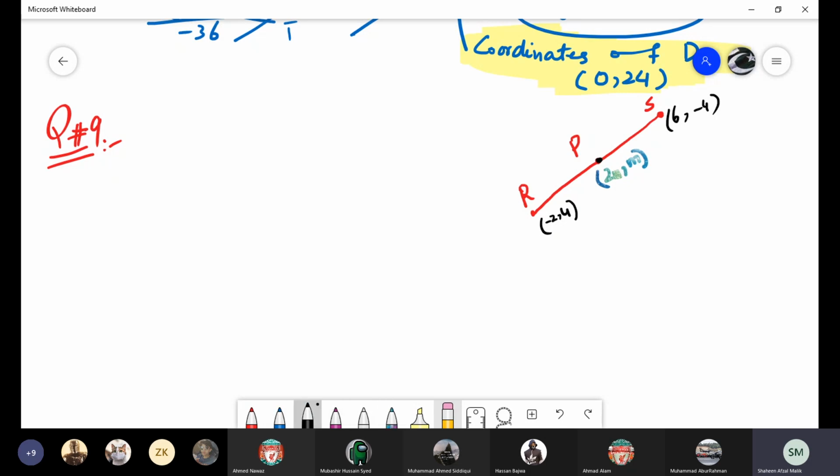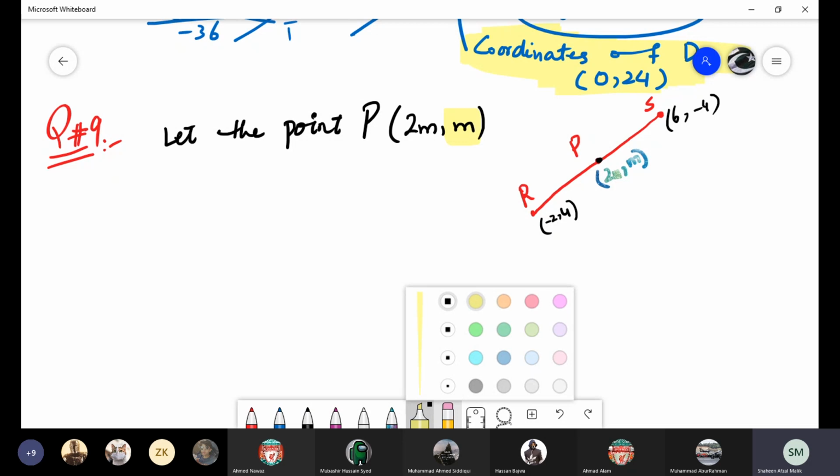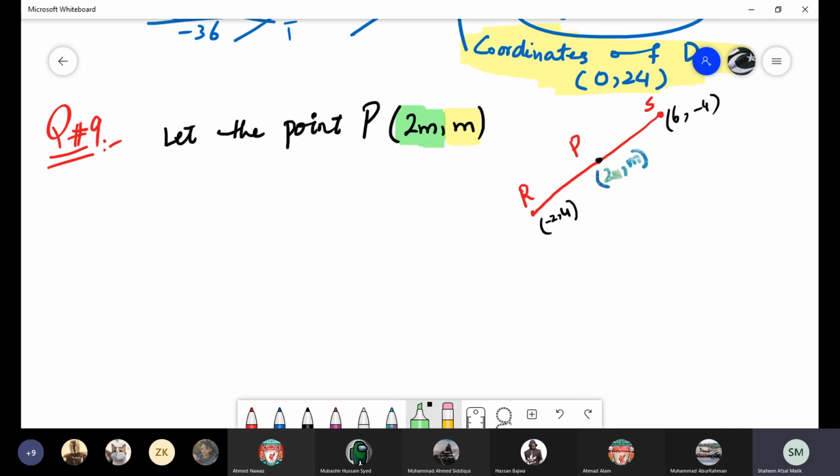So we are going to suppose that let the point P be, I'm writing, let the point P have the coordinates 2m and m. You can use any letter other than m, like A, B, C, but I used m here. The condition is that the x coordinate is twice the y coordinate. If y is m, x will be 2m. It is 2 times that number.